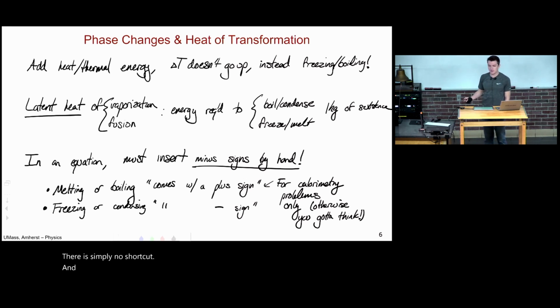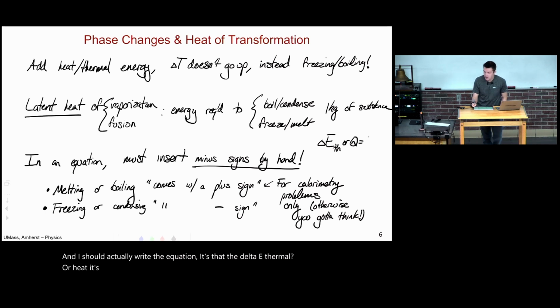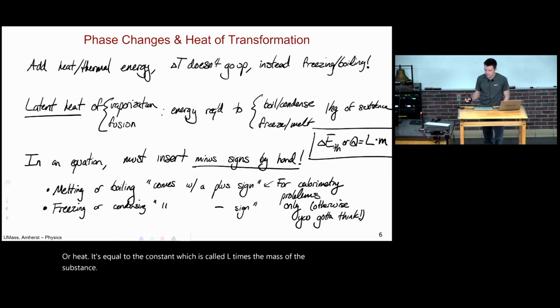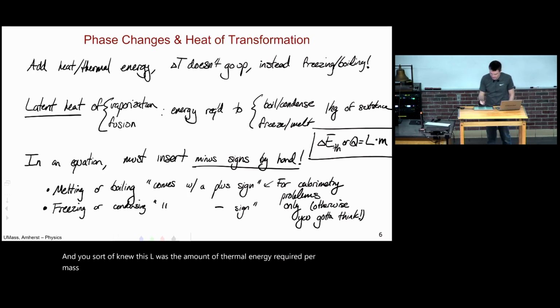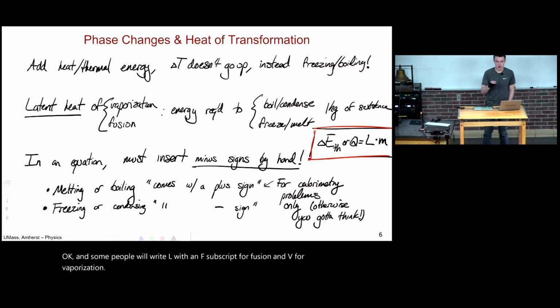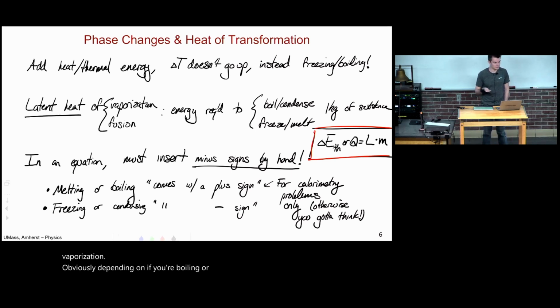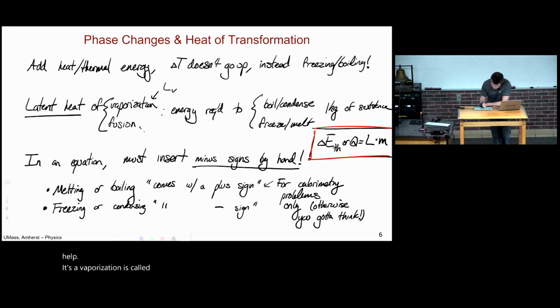Oh, and I should actually write the equation. It's that the delta E thermal, or heat, is equal to the constant, which is called L, times the mass of the substance. Again, you sort of knew this. L was the amount of thermal energy required per mass, so I just multiplied m to the other side. Okay, and some people will write L with an F subscript for fusion and V for vaporization. Obviously, depending on if you're boiling or melting, you use the appropriate L. Okay, so vaporization is called L_V, and fusion is called L_F.